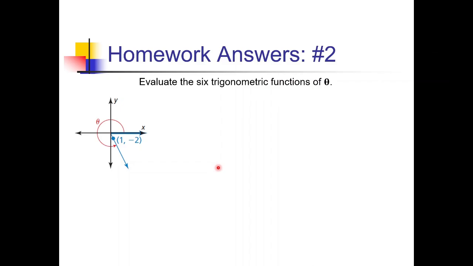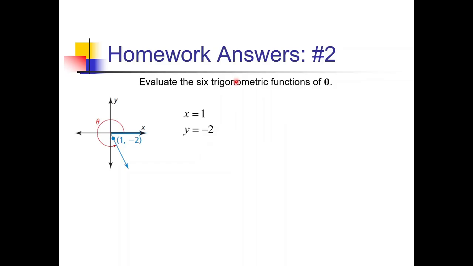For this problem, we're trying to find the 6 trig functions of the angle shown in this picture, which goes through the point 1, -2. So let's start by getting the radius. We've already got x and y. X is 1, y is -2. So that'll be important, but it's not the full picture of what we need for all 6 trig functions.